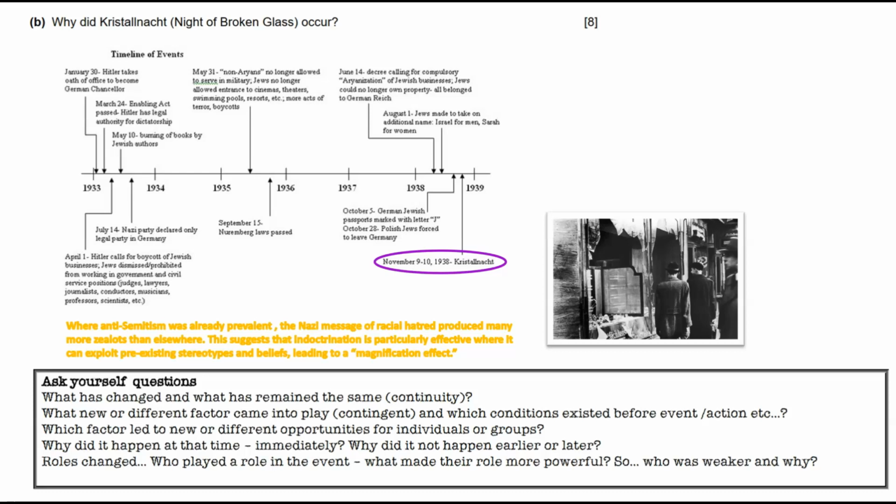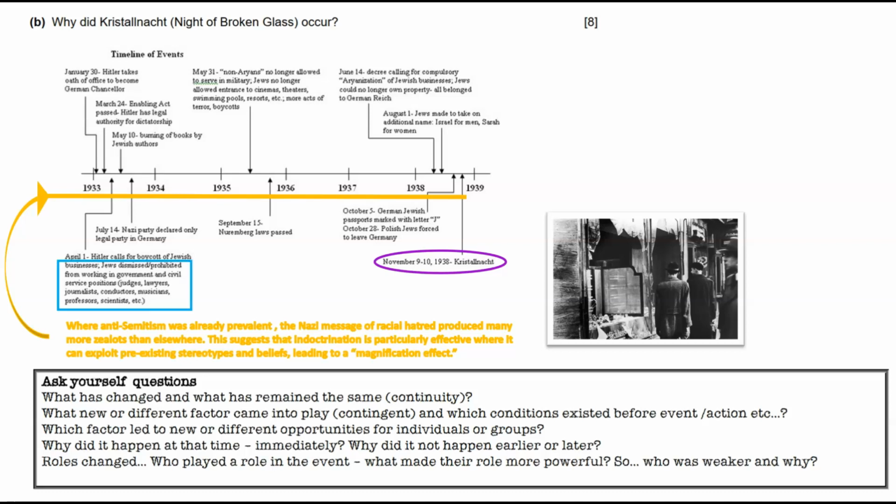So we look at anti-Semitism, which essentially existed for centuries and was magnified by the Nazis. And there you can see I've put that in as a continuity. So on the 9th and 10th of November 1938, anti-Semitism had existed for centuries before that. It had magnified during that period of time from 1933, but it wasn't new.